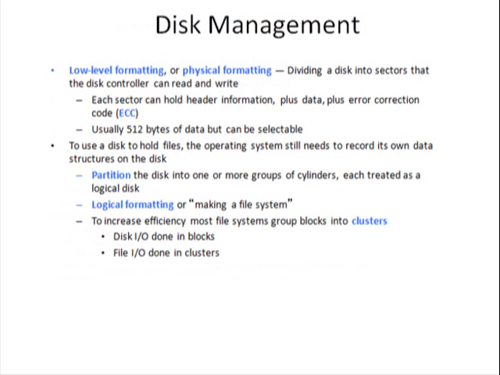Now we come to disk management. Low-level formatting, or physical formatting, divides a disk into sectors, which the disk controller can read and write. Each sector can hold header information, which includes data plus the error correction code, that is ECC. Logical formatting will generally create a file system. To increase efficiency, most file systems group blocks into clusters. Disk I/O is generally done in terms of blocks, whereas file I/O is done in terms of clusters and not blocks.